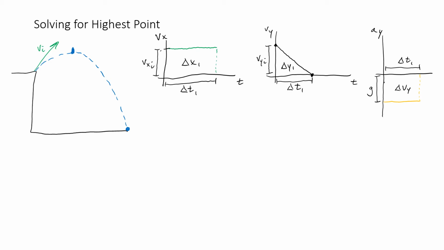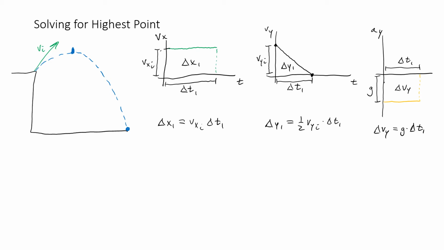All the equations that we need in order to solve the problem are just going to come directly out of the graphs. So if I write out the area formulas, the area of the first graph, delta x1, will equal the sides of the rectangle, vxi times delta t1. For the next one, the area is delta y1. It's a triangle, so we'll have half base times height. That's vyi times delta t1. And then finally for this rectangle over here, delta vy will equal g times delta t1. And this is all the information that we'll need in this problem.